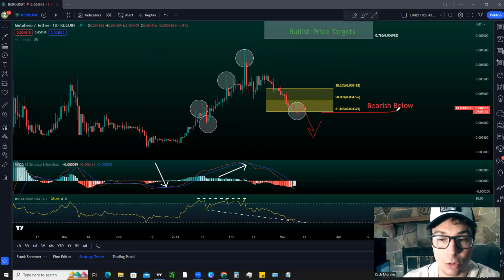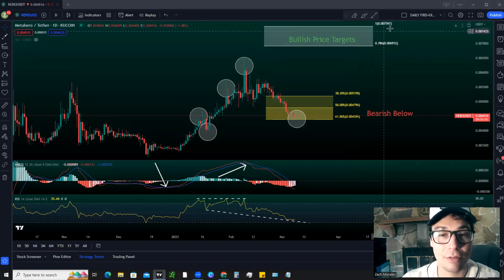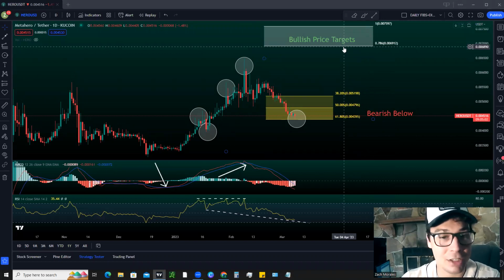Now, just because we have the hidden bullish divergence doesn't mean that we can't break below our major retracement level. Okay, so that's why we're paying close attention to 0.00439. And if we're able to go above there, our prior support levels are now going to be resistance at 0.004796 and 0.005198. If we can flip these back from resistance to support, that's when we have the possibility of hitting some of our bullish price targets around 0.006912, as well as 0.007597. Now, there's a lot of work to be done, and I just covered some of the work that needs to be done to get there.